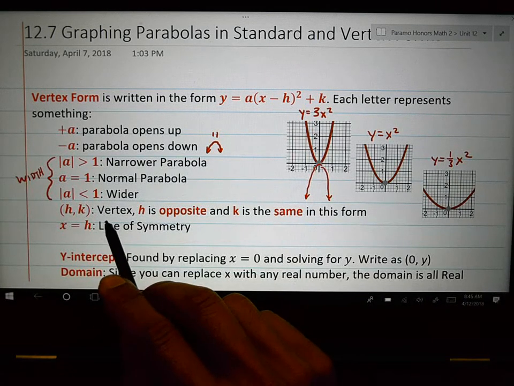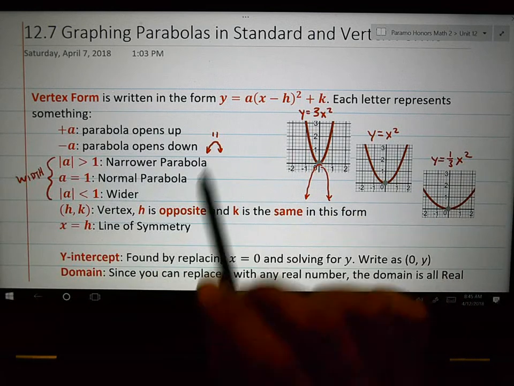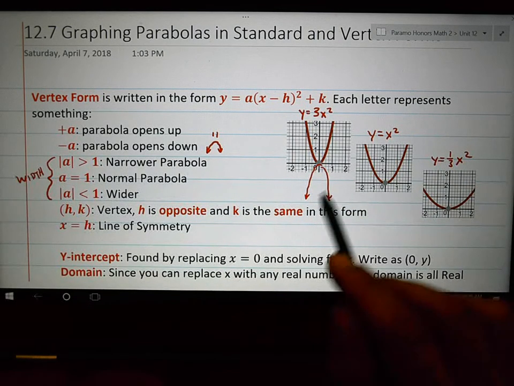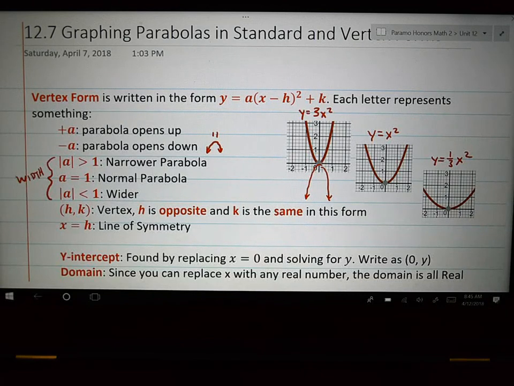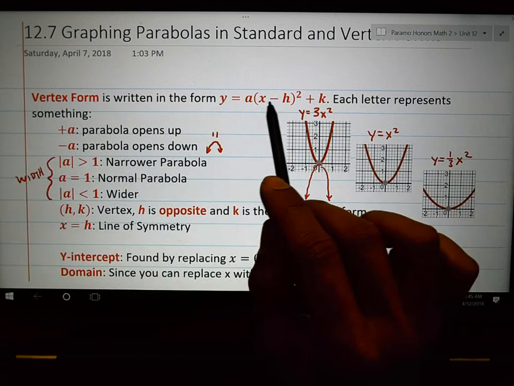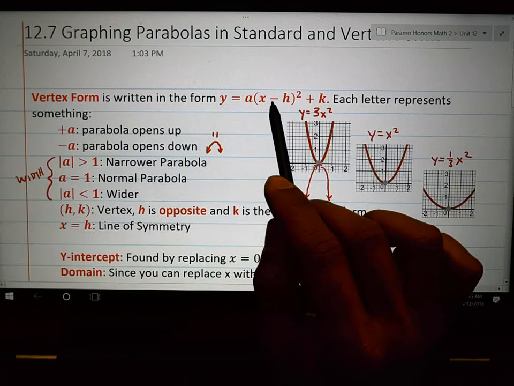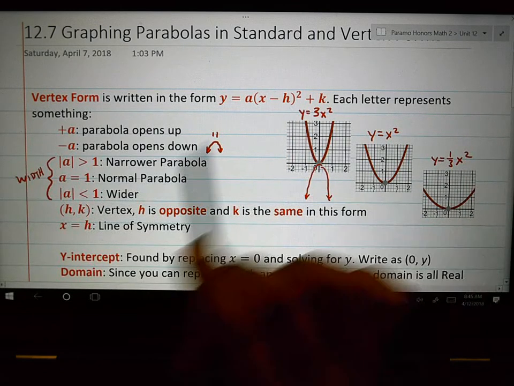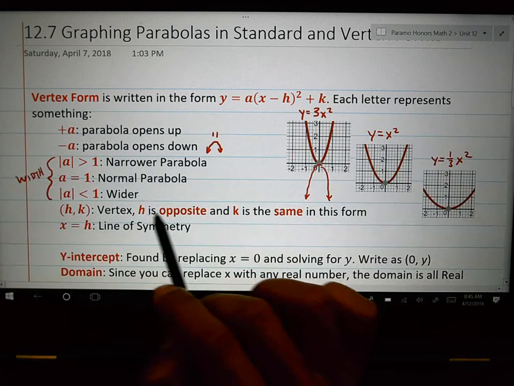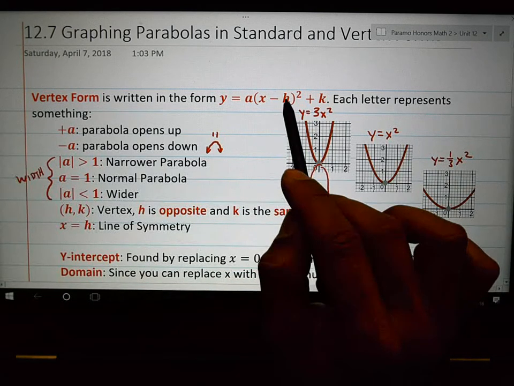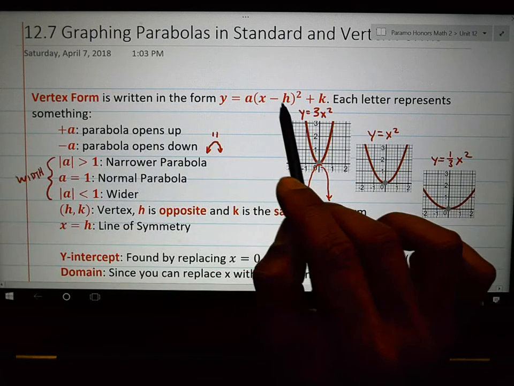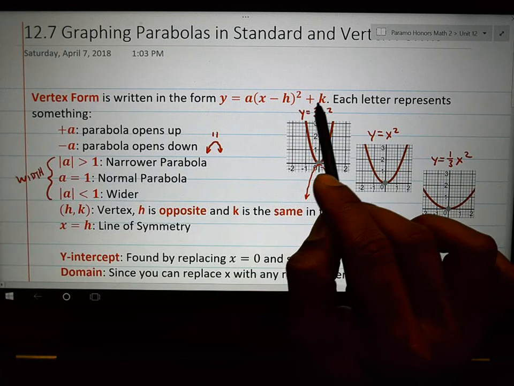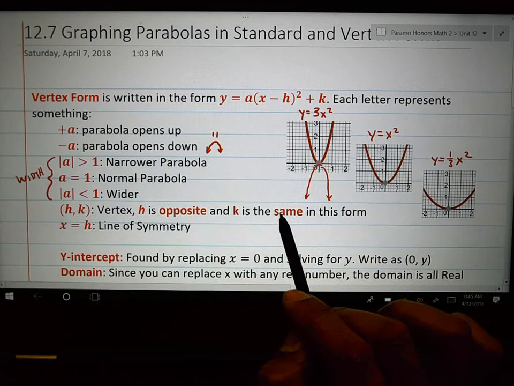HK is the vertex. In the slider of the lab, it was kind of hard to tell because the slider was 1, the vertex was 1. If the slider was a 2, the vertex was 2. But when you see equations, because they're written as x minus h squared, h is the opposite of whatever this value is. Because there's a subtraction sign, we do the opposite. In this form, the k is the same.